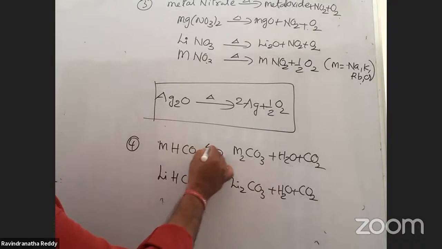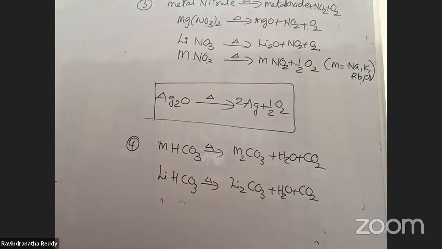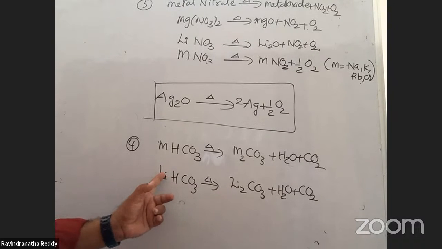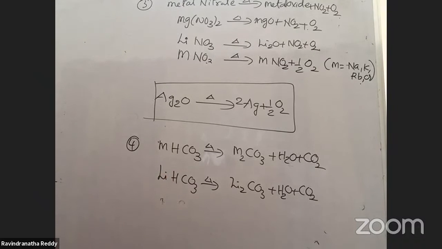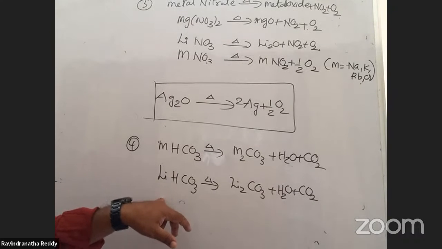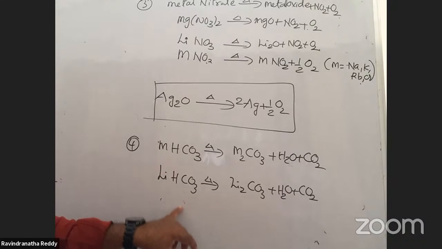Metal bicarbonate on heating gives metal carbonate, H2O and CO2. For example, lithium bicarbonate on heating gives lithium carbonate. Lithium cation has a very small size, so polarizing power is more. That's why lithium bicarbonate exists only in solution. But the other bicarbonates are different.